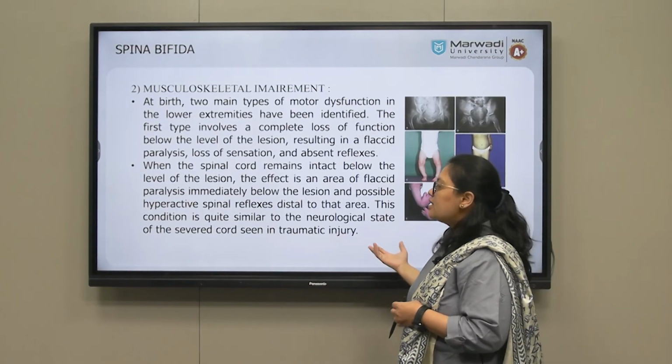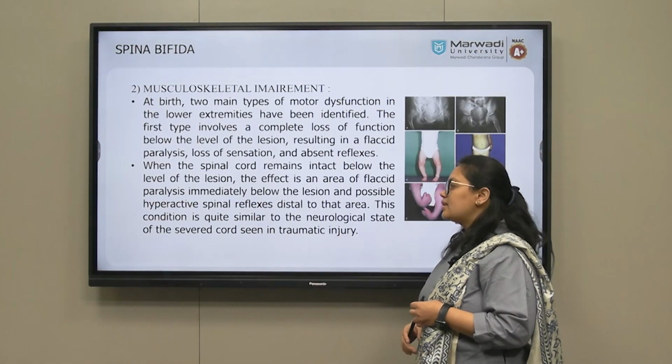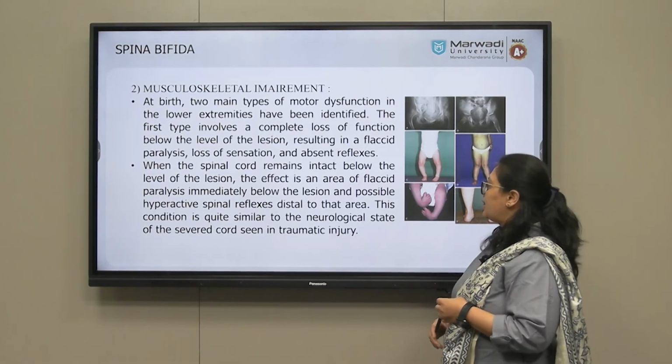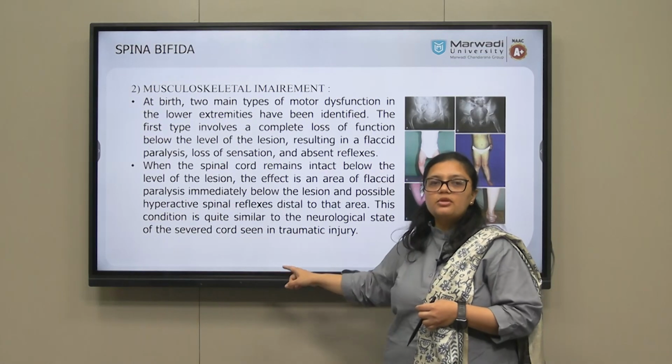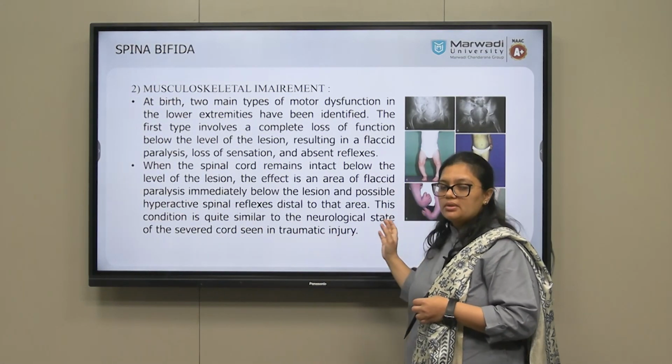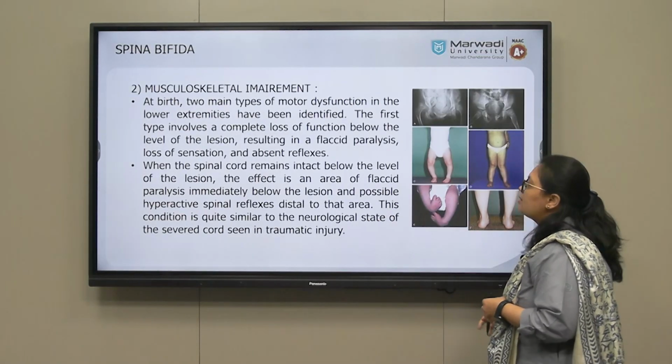Fine. So this condition may be quite similar to other neurological states or severe cord lesions seen in traumatic injury also, right? But how can we differentiate it from the traumatic injury? We know that one is because of trauma, and here it is by birth, fine. So this is the way we can differentiate.